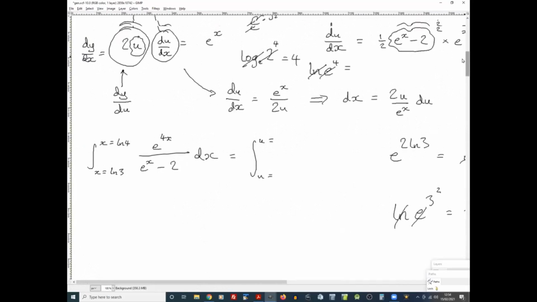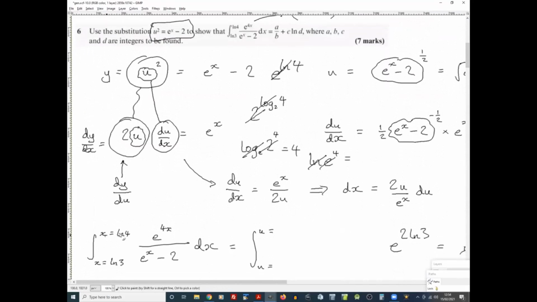I see, okay. So when x equals log 4, e to the x equals 4. And therefore u squared equals 4 minus 2, which is 2, and therefore u equals root 2, doesn't it? Yeah.